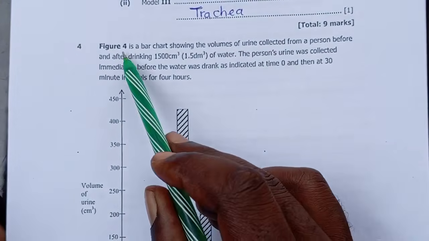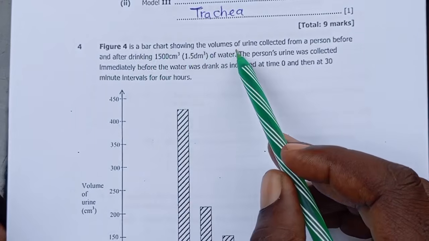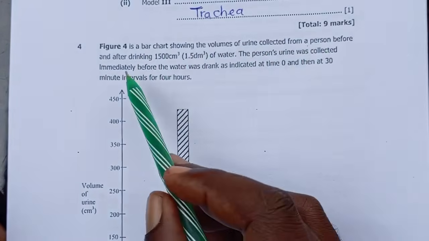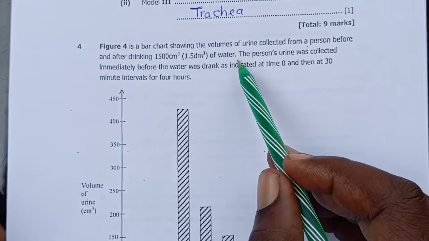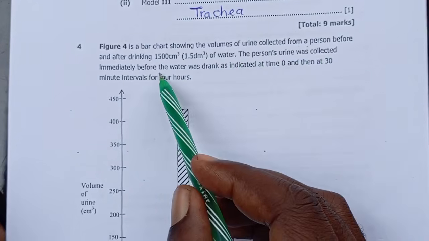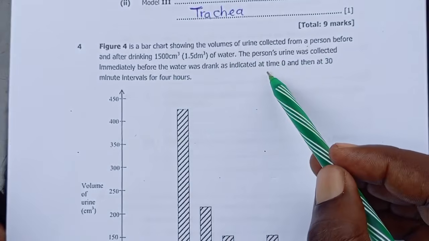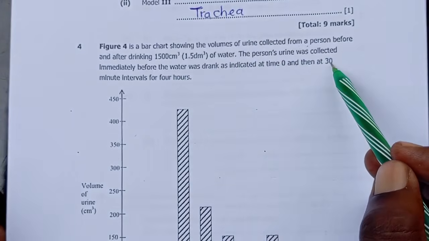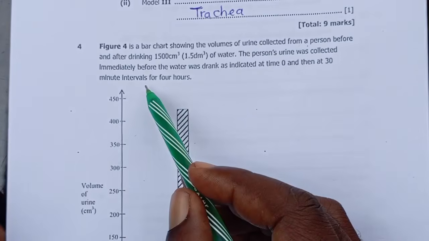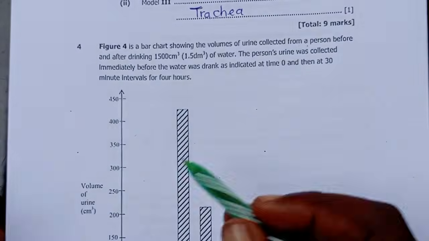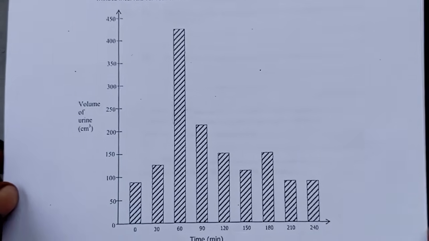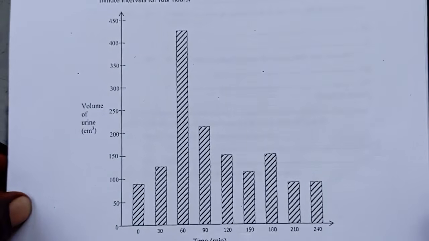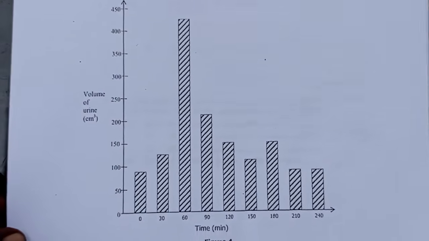This is a question saying, figure 4 is a bar chart showing the volumes of urine collected from a person before and after drinking 1.5 cubic decimeters of water. The person's urine was collected immediately before the water was drunk, as indicated at time 0, and then at 30 minute intervals for 4 hours. So this is a bar chart that we are given. Then we are given the questions here.